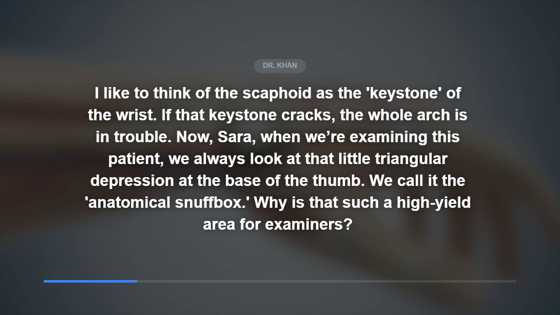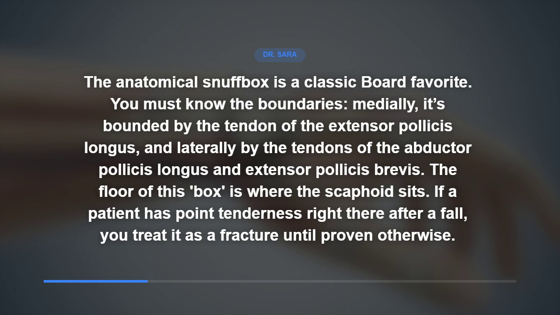Now, Sarah, when we're examining this patient, we always look at that little triangular depression at the base of the thumb. We call it the anatomical snuffbox. Why is that such a high-yield area for examiners? The anatomical snuffbox is a classic board favorite. You must know the boundaries.